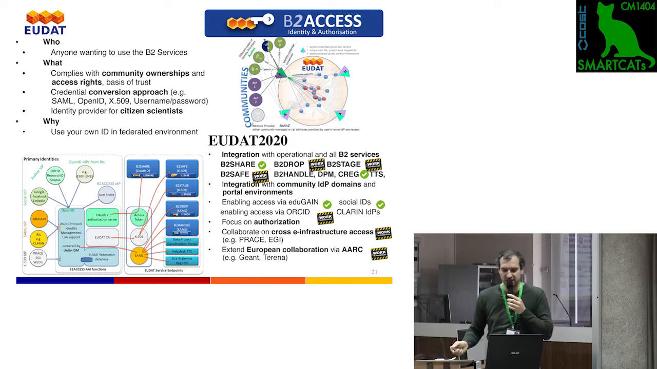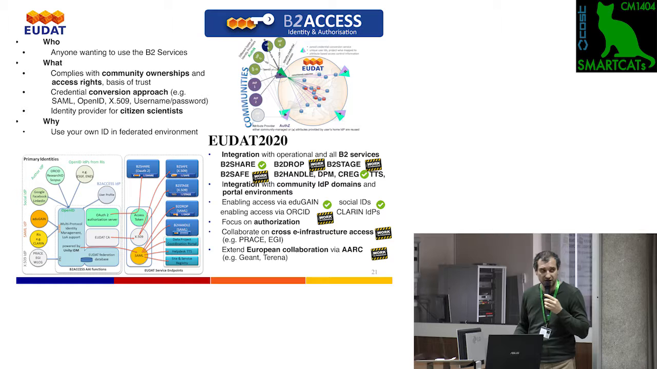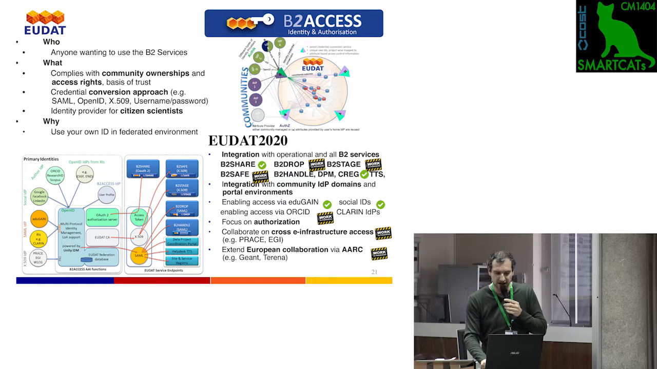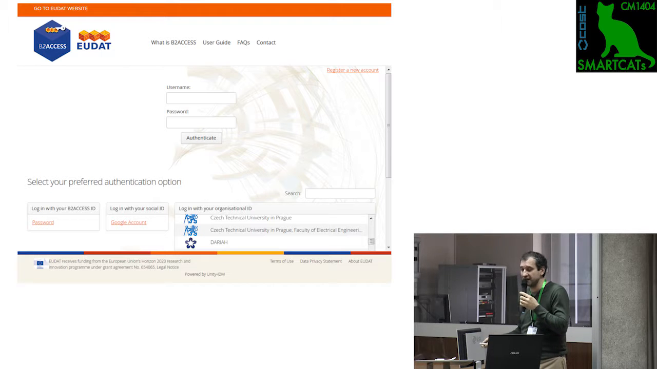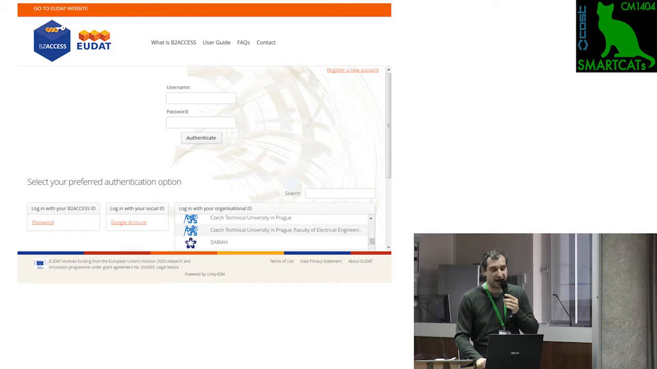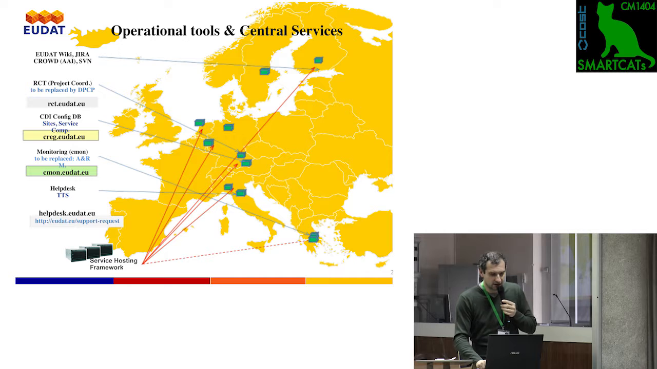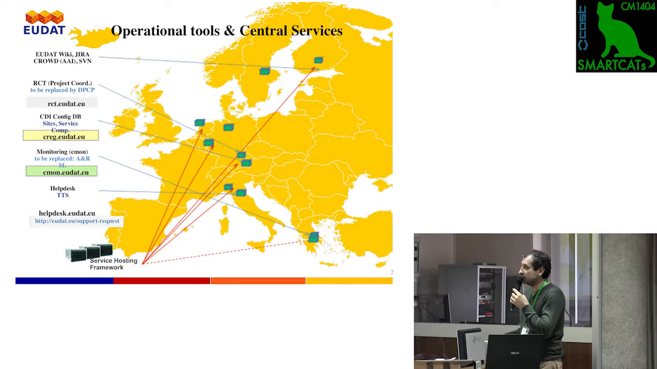And B2Access is not more than a single sign-on system. So at the end, without going into details, you have just a web page interface by which you can register and authenticate yourselves using different mechanisms, also by adding your identity provider, if your company has one of these. So this is the layout at the moment of how the resources of EUDAT are distributed in Europe.